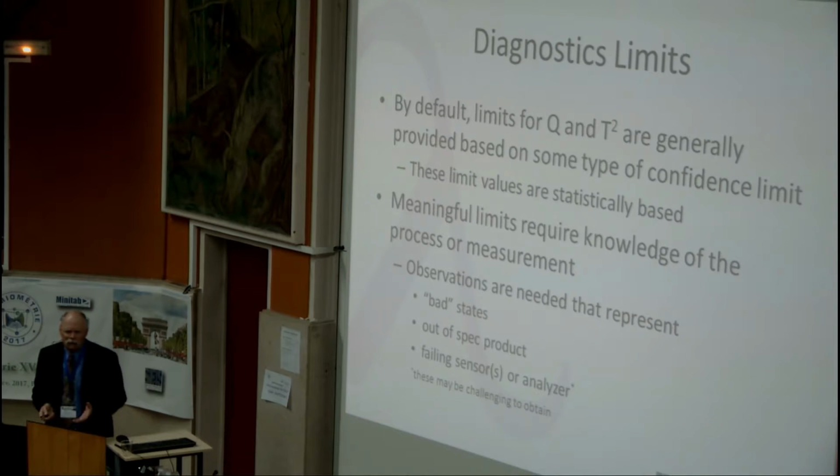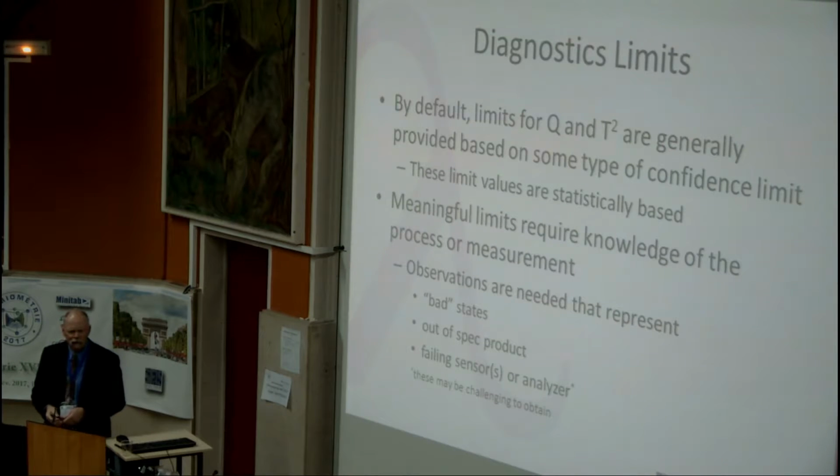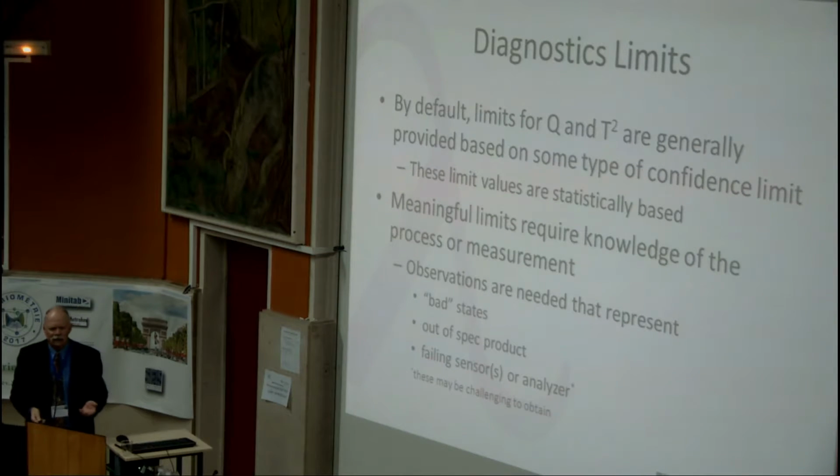Diagnostic limits. By default, limits for Q and T squared are typically set statistically based on some sort of confidence interval. Like we put a limit on those things and say, well, we're going to draw the line where we know that 99% of the data should stay within that. So those values are statistically based, but they're not necessarily meaningful in an engineering sense. Meaningful limits require knowledge of the process or measurement.